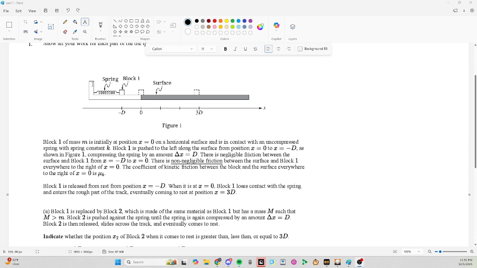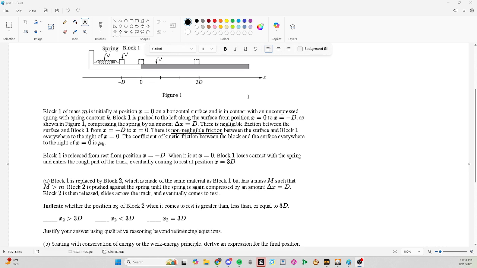As shown in figure 1, compressing the spring by an amount delta x equals d. There is negligible friction between the surface and block 1 from x equals negative d to 0. There is non-negligible friction between the surface and block 1 everywhere to the right of x equals 0. The coefficient of kinetic friction between the block and the surface everywhere to the right of x equals 0 is mu k. Block 1 is released from rest at position x equals negative d.